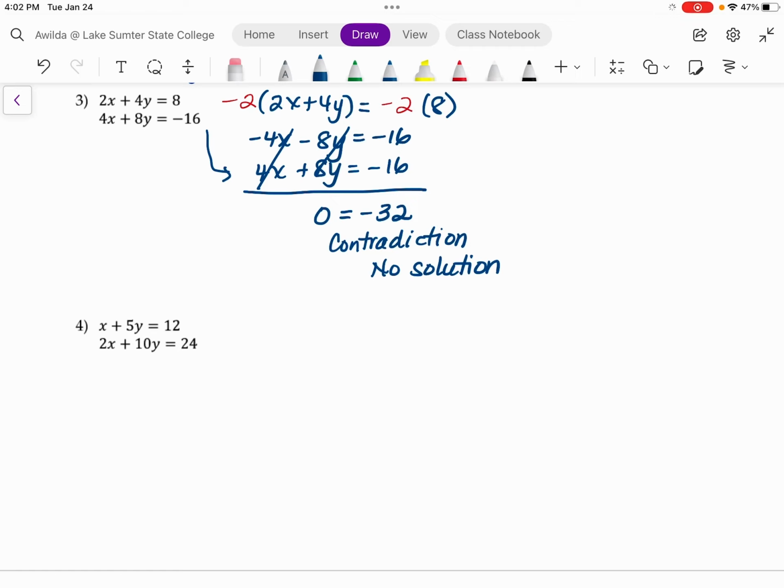Recall conceptually that if we graph these two lines, they will never intersect. That means that these are parallel lines. Since there is no solution, we say that the system is inconsistent. However, these represent distinct lines, different lines, so the system is independent.